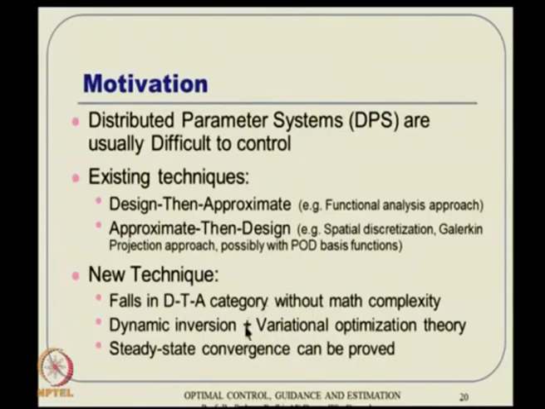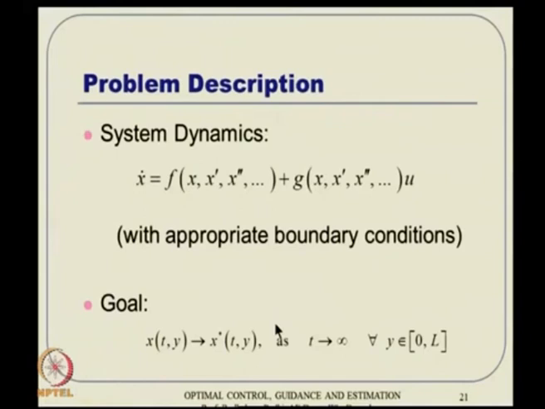Then here we bring in some variational optimization theory, and that is what is used in optimal control. So, we put it together to propose a new technique. And then we can also claim that steady state convergence can also be proved, as long as we have this continuous actuator. Alright, let us get started.